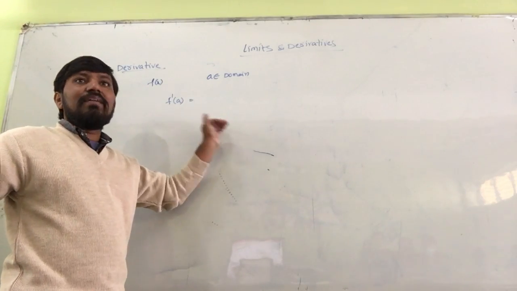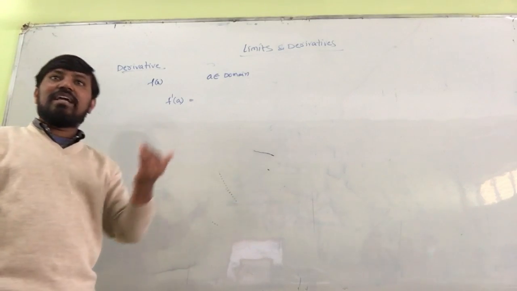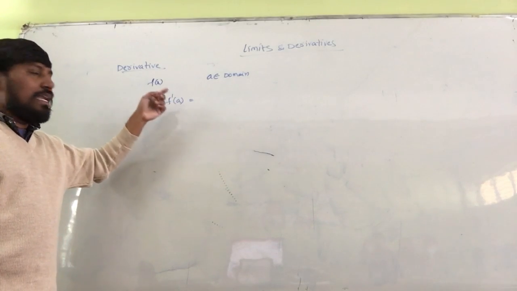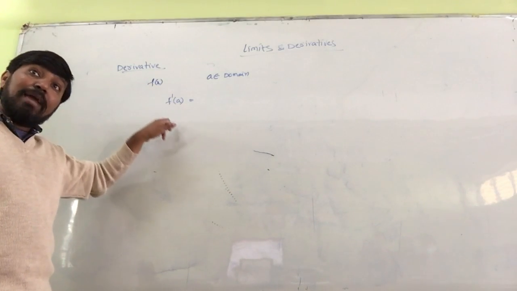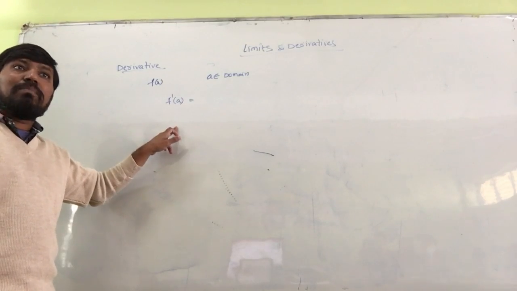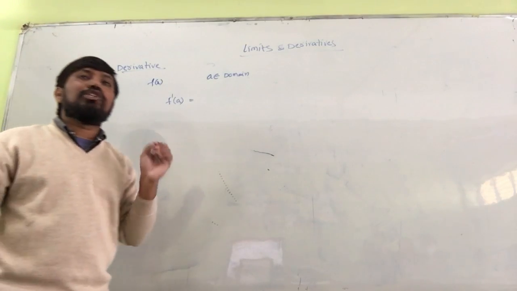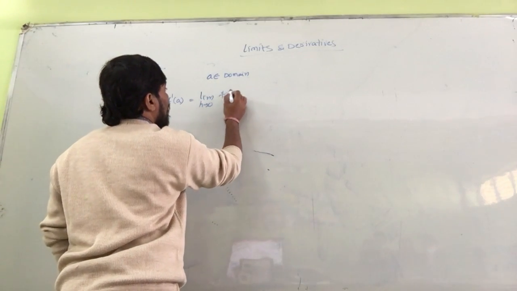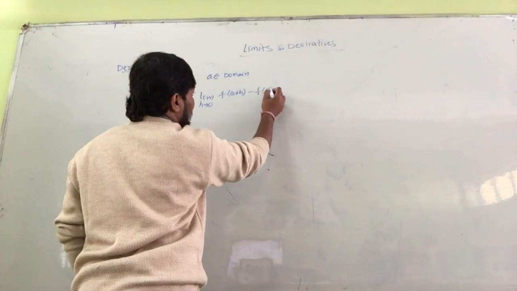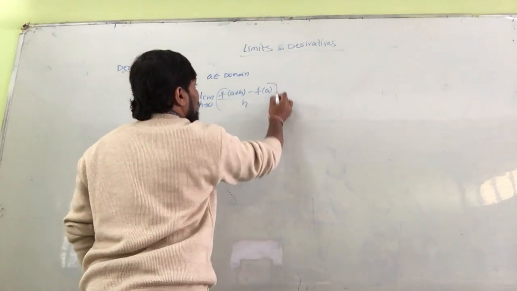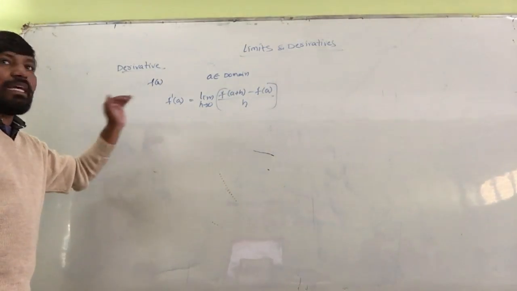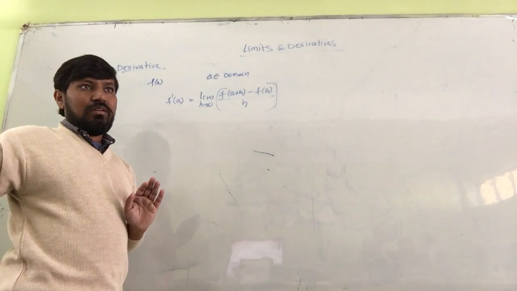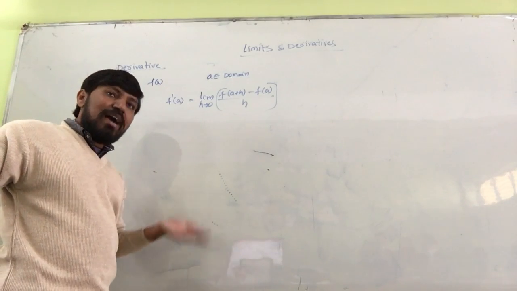Okay, first let us consider the derivative of the function. The derivative is defined with the help of the limit only. The derivative of this function at a particular point a is defined as limit h tends to 0 of f of a plus h minus f of a, divided by h. This is the derivative of the function at a particular point. At a particular point, you have to substitute that point value.